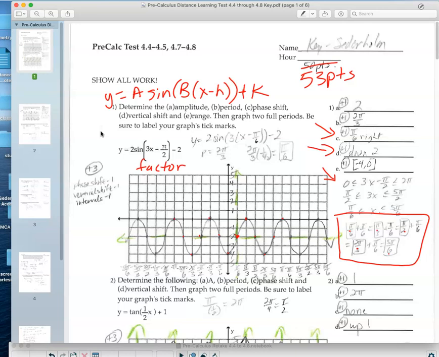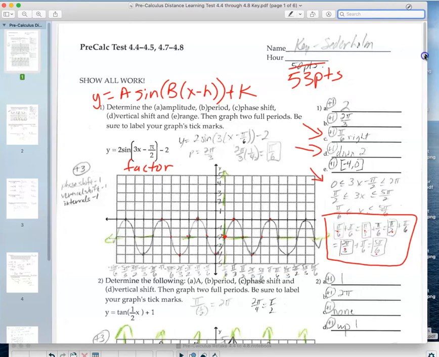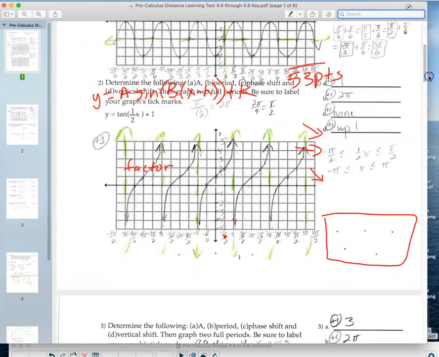Number 2. And yeah, these were a lot of points because they were supposed to take you longer. You know, the problems after this that don't require graphing and all of this work, they're not going to have as many points. But there are a lot of details in these graphs that we needed to see.